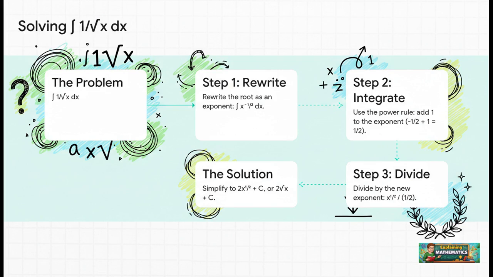The square root of x is the same as x to the power of 1/2. And since it's in the denominator, we can write it as x to the negative 1/2. And boom, now it's a power rule problem. We add 1 to the exponent, divide by the new exponent, simplify it down, and we've cracked it.